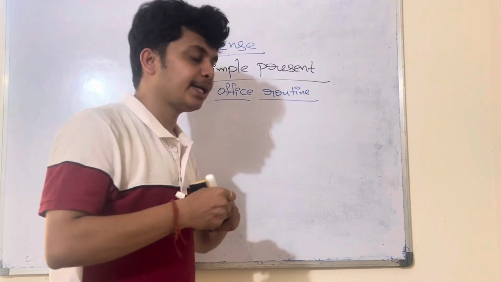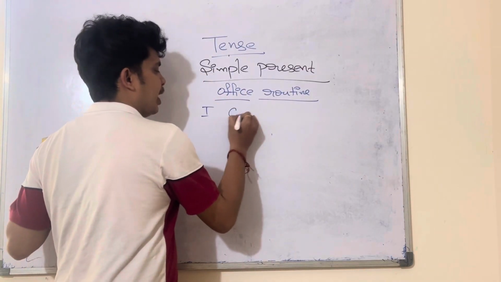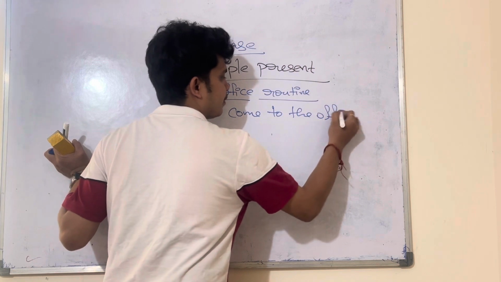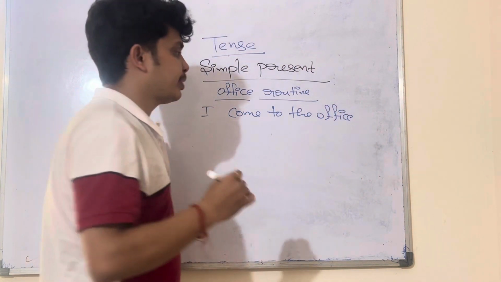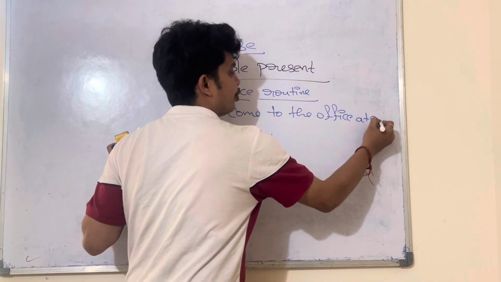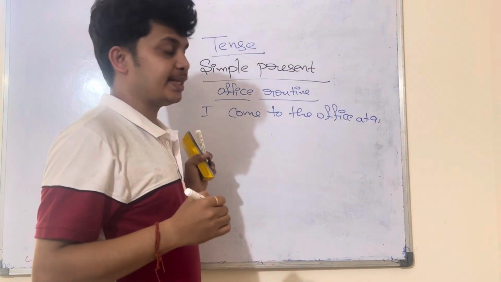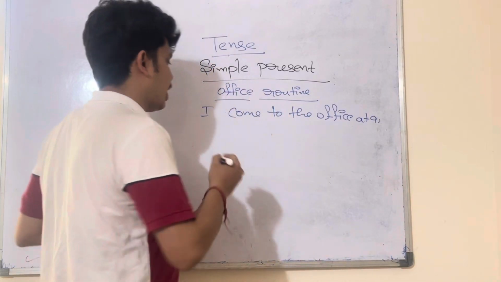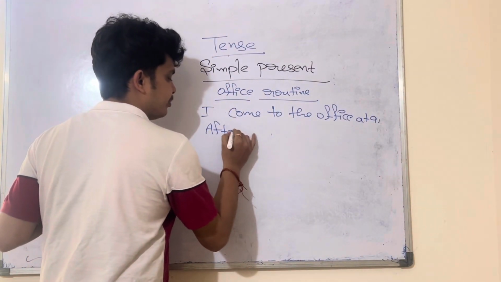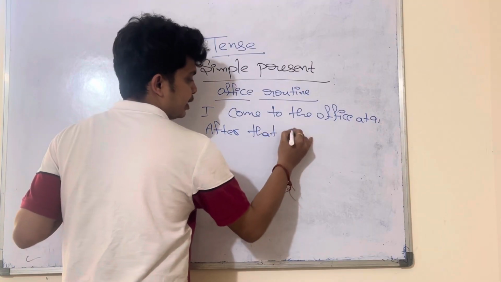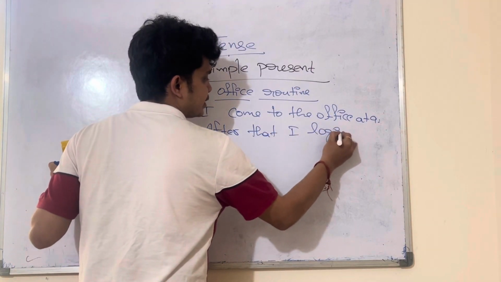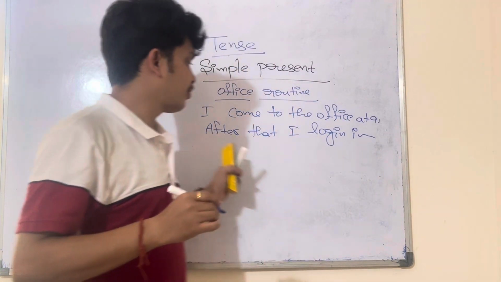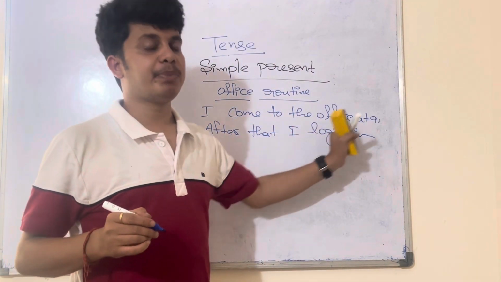So you can say that I come to the office. And if your time is 9, then you can say at 9. Don't say between 9 and 9:30. You can say at 9 or by 9. It means before 9. After that, you can say I log in to my system, and then I go through my mails. So everywhere you are going to use subject plus V1 plus object.